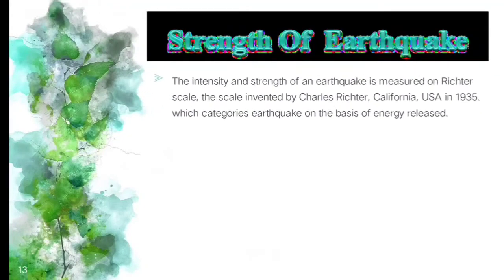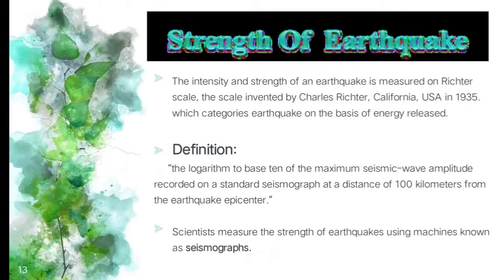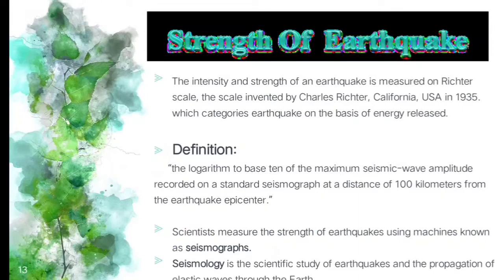We know how strong the earthquake is. The intensity and strength of an earthquake is measured on Richter scale, which is invented by Charles Richter in the year of 1935. According to the Richter value, we come to know that how strong or weak an earthquake is. Finding the log value of maximum seismic waves amplitude and recorded on a standard seismograph can be used to find the Richter value. Maximum amplitude is measured at a distance of 100 kilometers from the earthquake epicenter.